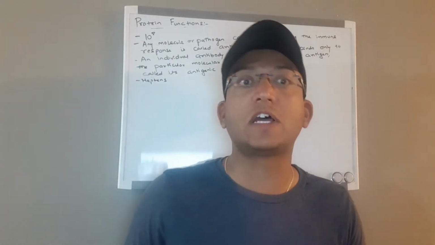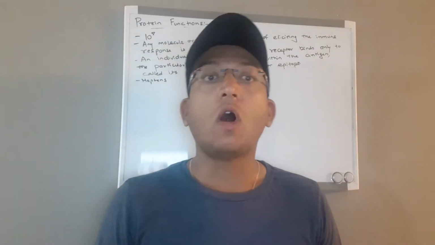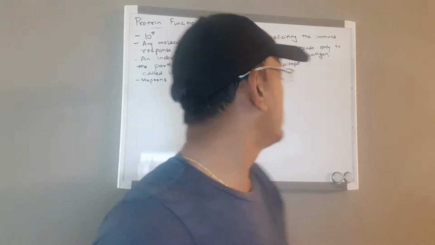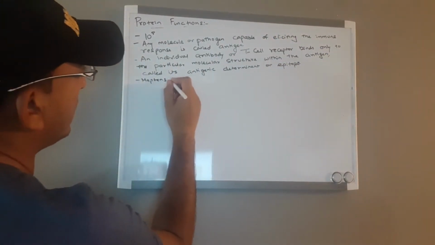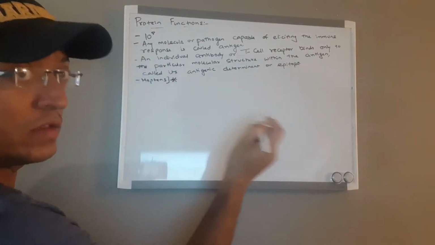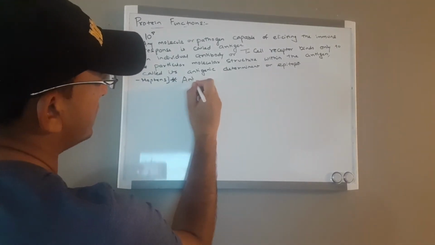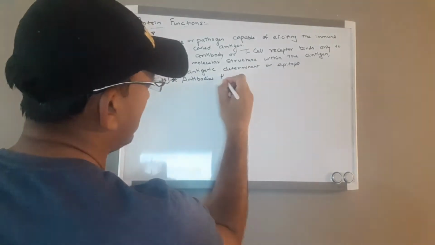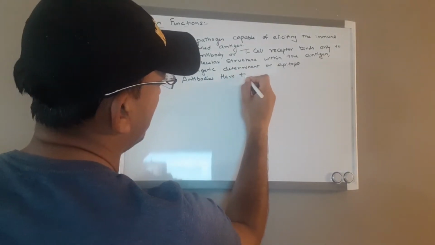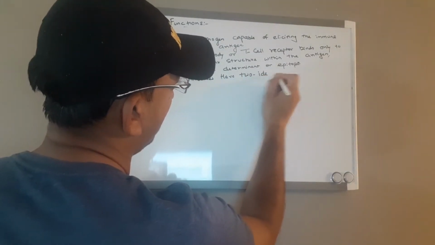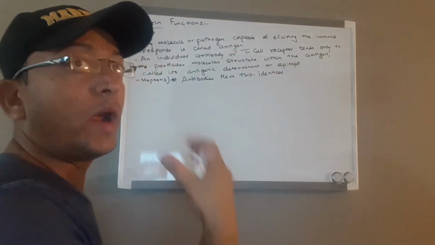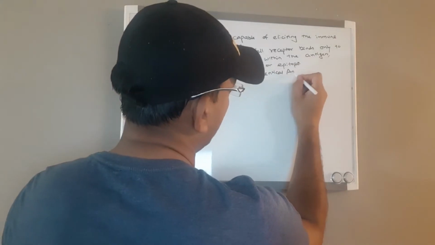Such antibodies are sometimes used in the development of analytical tests, or as a specific ligand in affinity chromatography. Now what we'll learn is that antibodies have two identical binding sites, two identical antigen binding sites.